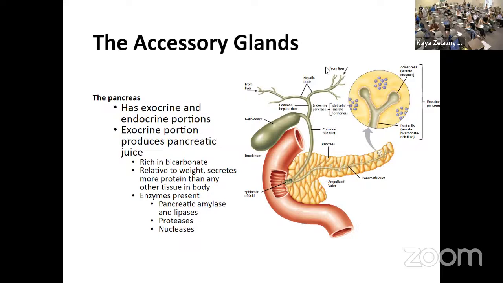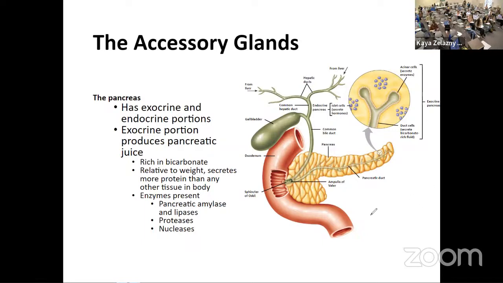Okay. So the pancreatic juice is going to be rich in bicarbonate, lots of bicarbonate in it, which is great because we're trying to neutralize that chyme coming from the stomach, super acidic. Relative to its weight, the pancreas secretes more protein than any other tissue in the body. That's just a fun trivia fact. When people think protein, they often think muscle, right? But the protein it's secreting is really all these enzymes it's making, essentially.